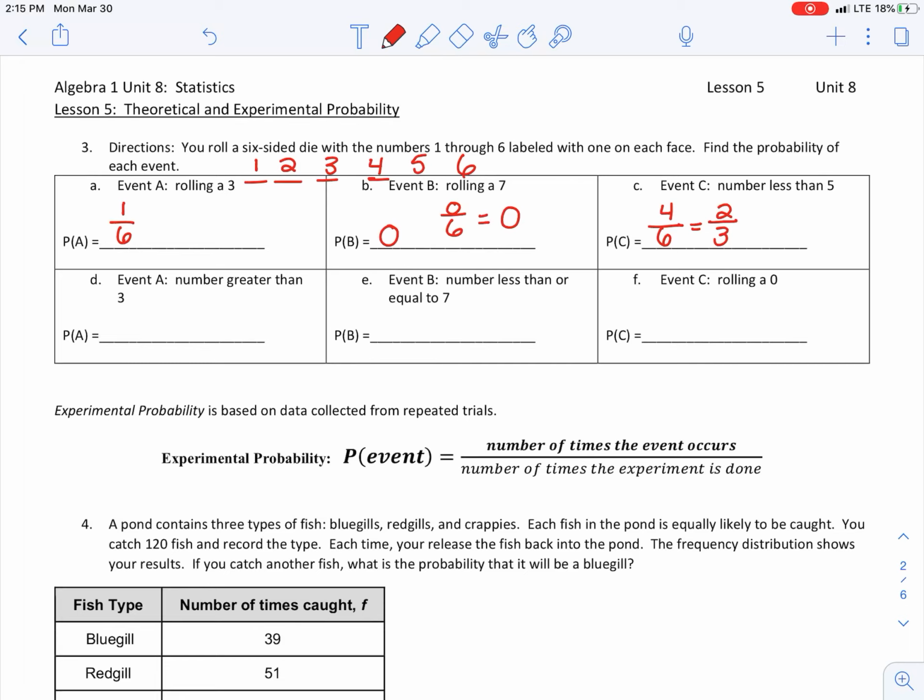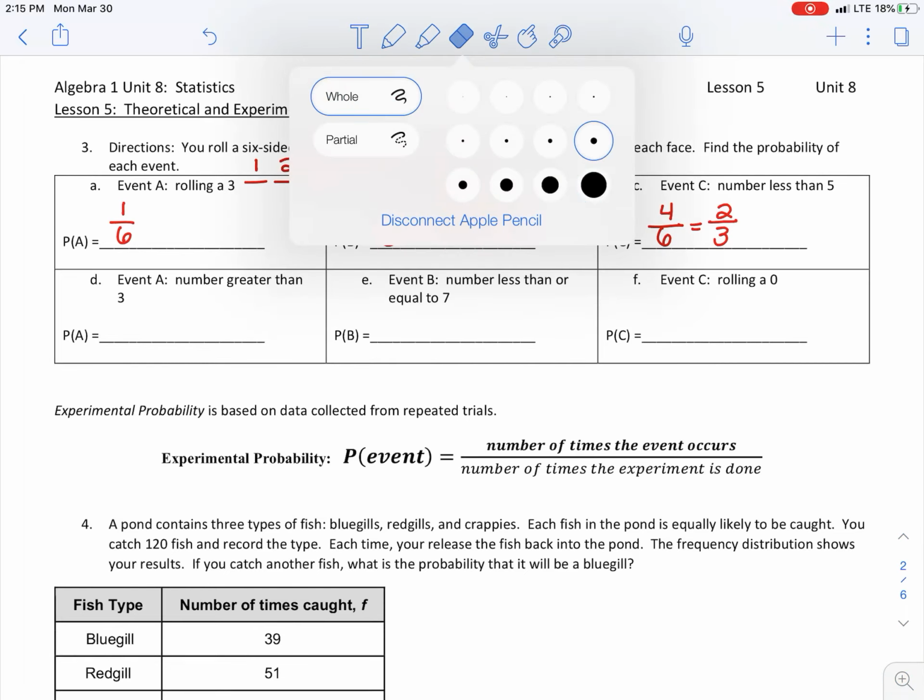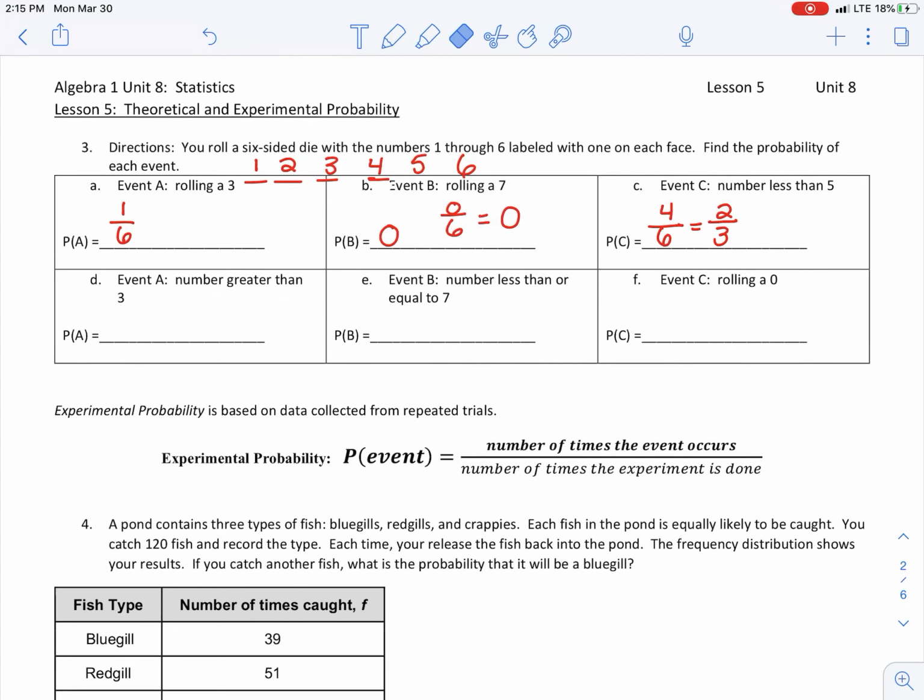Now if we look, it says a number greater than 3. So let me see if I can erase just the lines underneath. There. Okay. So it says a number greater than 3. So our numbers greater than 3 are 4, 5, and 6. So there are only 3 numbers greater than 3 out of 6 total numbers. So if we reduce that fraction, we get 1/2.